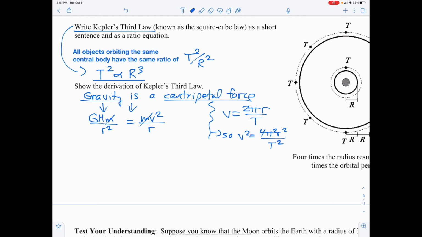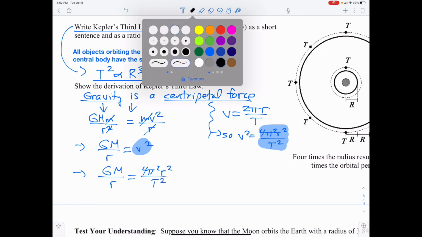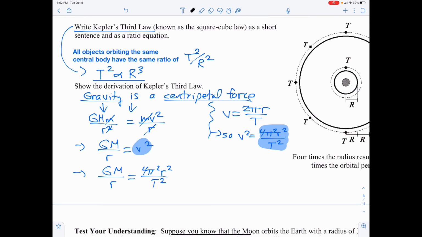Notice the masses cancel, and one of the radii factors cancels as well. And you're left with big G M over r equals v squared. Now, you want to substitute that for that. And we get big G, big M, over r equals 4 pi squared r squared over T squared. Now, at this time, let's bring some of the r's together. I'm going to do that by multiplying both sides by r. Okay, and then I'm also going to swap T squared and G M.